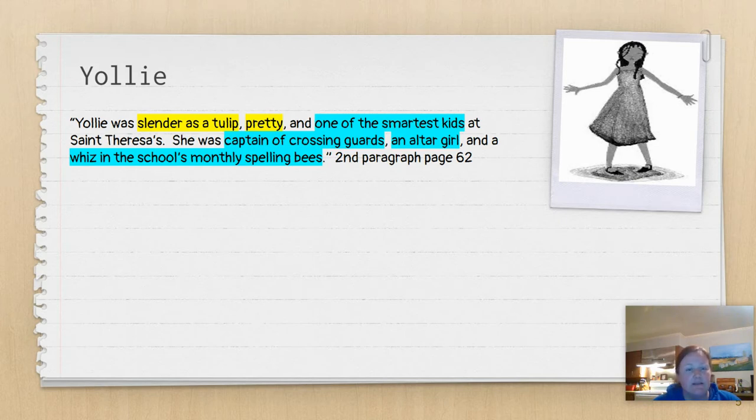Yollie was slender as a tulip, pretty, and one of the smartest kids at St. Teresa's. She was captain of crossing guards, an altar girl, and a whiz in the school's monthly spelling bees.